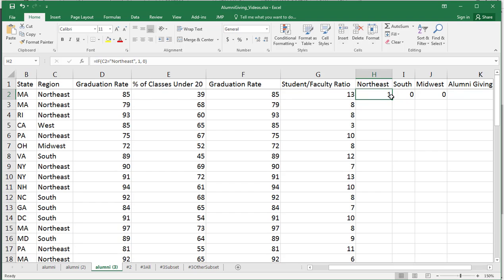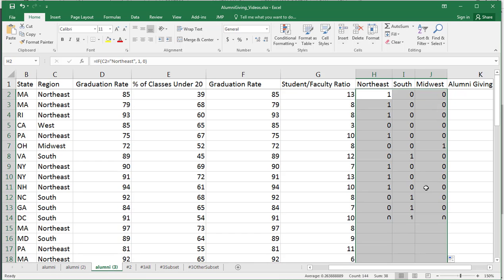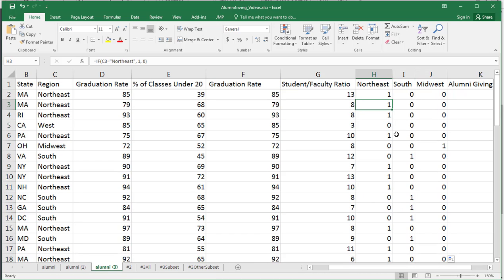And so in this case it'd be a 1, 0, 0, indicating that Boston College is in the Northeast. Now I ought to be able to autofill that down. Northeast, Northeast. Let's look at this fifth row, which we said was in the West. There's a 0 in the Northeast, a 0 in the South, 0 in the Midwest. What does that mean? It means that this particular university is not in the Northeast, it's not in the South, it's not in the Midwest. Therefore, it must be in our base, which is West.